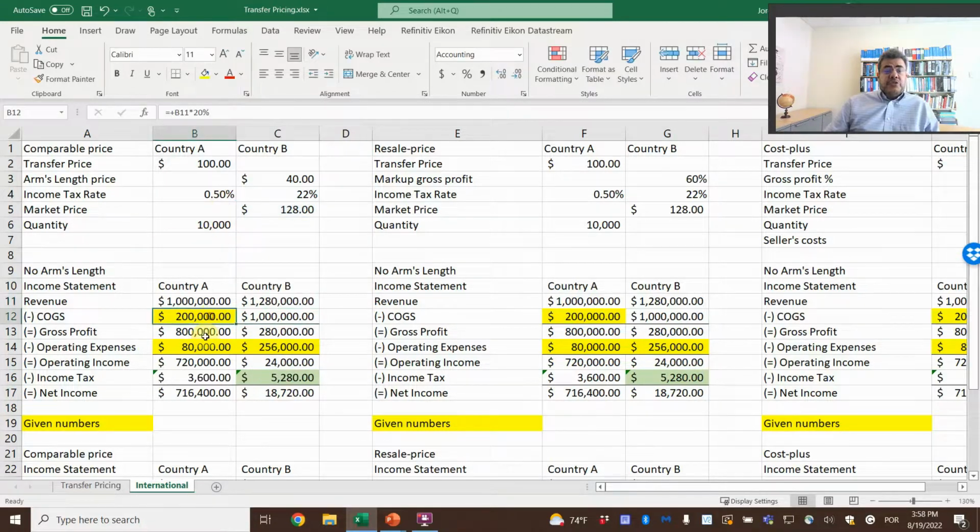Here, let's assume that these are given numbers. So the revenue, let's put it in light blue here. Revenue of country A is the cost of goods sold of country B. See how large this operating income is, how low this one is, but the income tax is just the same. Why? The income tax rate in country A, a fiscal paradise, is 0.5%, but in country B, 22%.